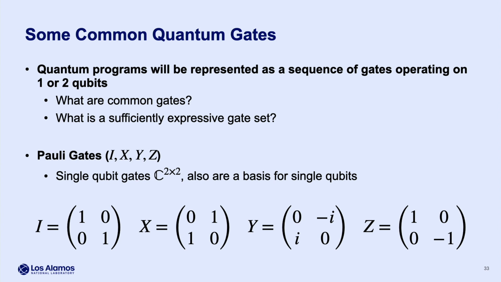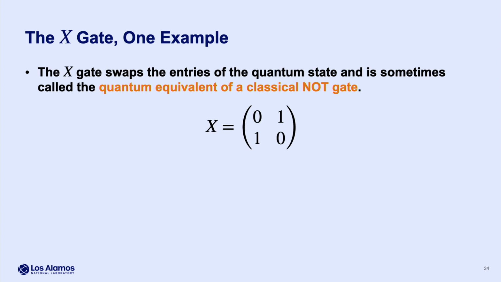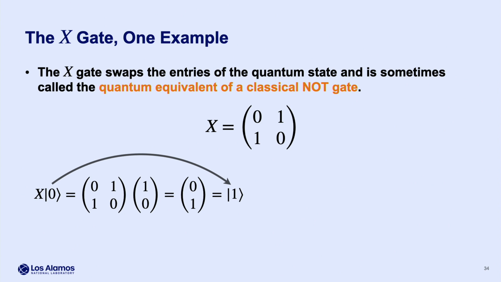Each one of these gates has an interpretation. I'll just do one of them, which is the X gate. The X gate essentially swaps the entries of the quantum state, and it's sometimes called the quantum generalization of the classical NOT gate. So this will often be called the NOT gate. That's the matrix it has. Let me show you why people call it the NOT gate.